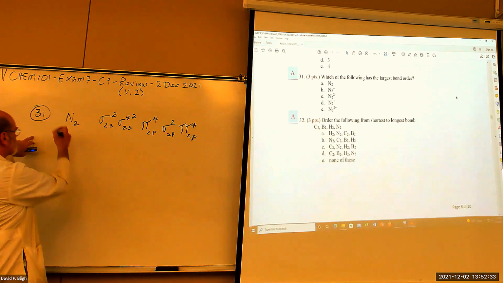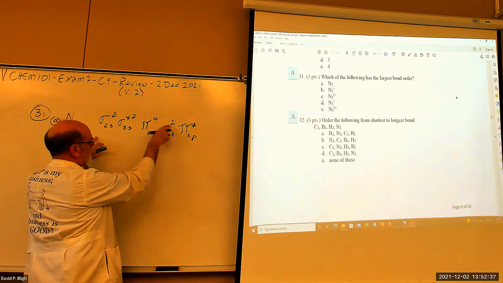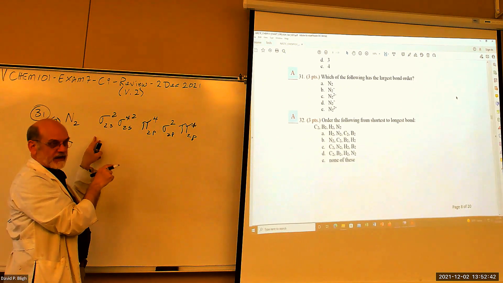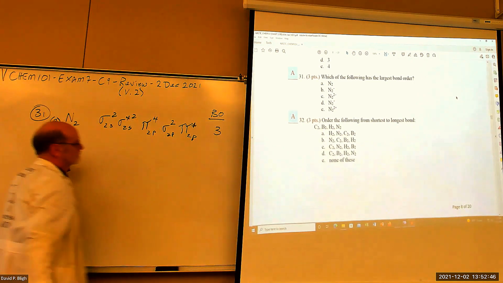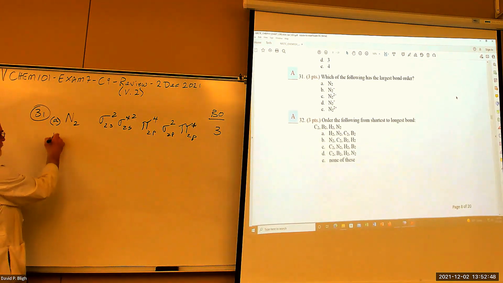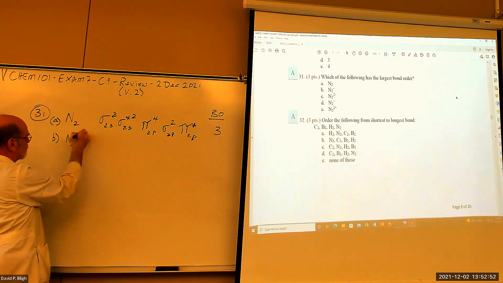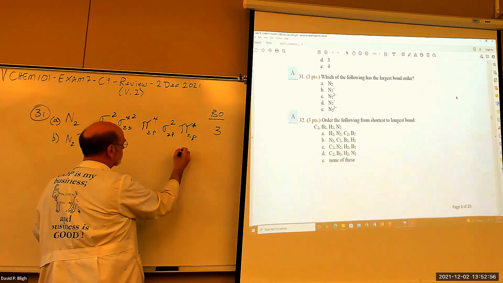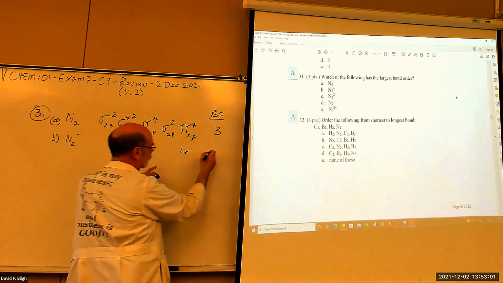Okay, so if this is A, what's the bond order? 8 minus 2 is 6, divided by 2 is 3. Bond order is 3. Got a triple bond. How about B? N2 minus means we add an electron. If we add an electron here, that decreases the bond order by half.